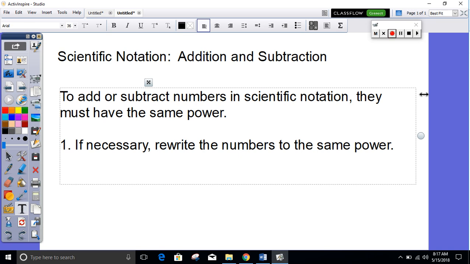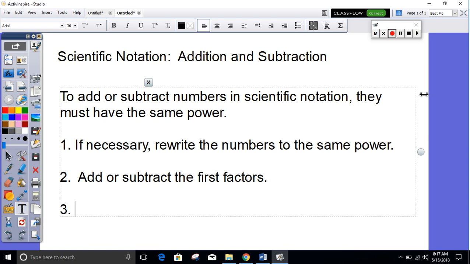Okay, step two is pretty easy. You just add or subtract the first factors. What I mean by the first factor: if you have a number such as 2.3 times 10 to the fifth, 2.3 is one factor, and 10 to the fifth is the other factor, that together form a number that you could write in standard notation. So that first factor is the number that's not the 10 to the power. So just add or subtract them.